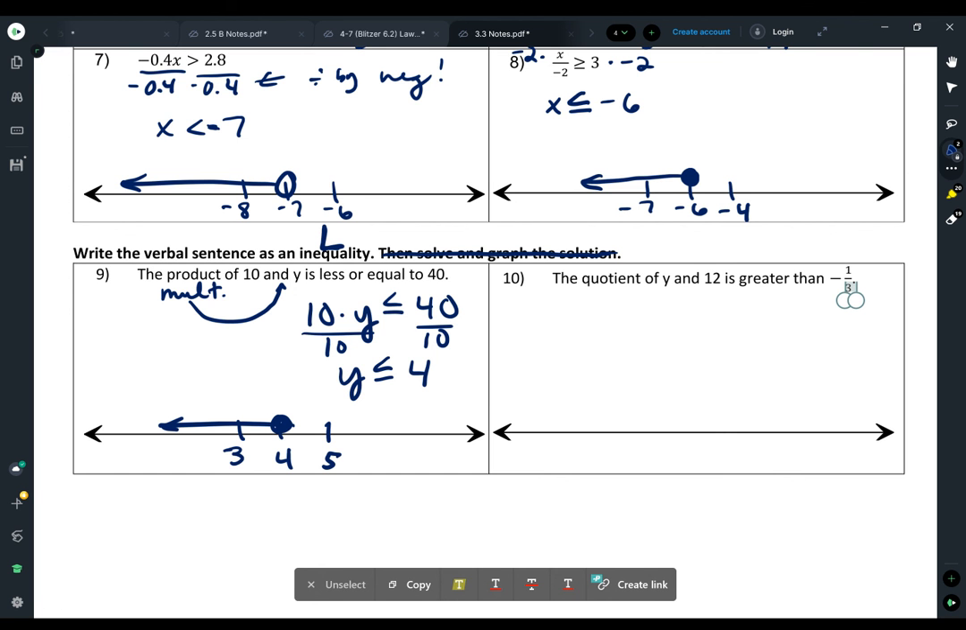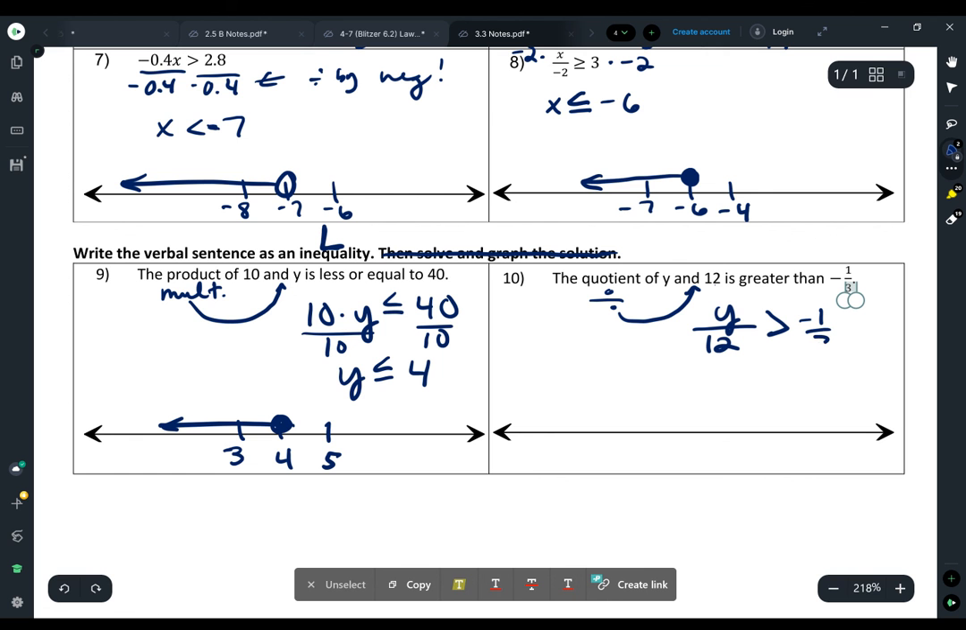Next, we say quotient. So quotient means we're dividing. Of means something coming. Y and 12, so the division symbol is going to go where the word and is. So we'll have y divided by 12. The easiest way to show that division is with a fraction. And then greater than. If my less than is like an L and I can make it with my left hand, greater than is the other way. And we have -1/3. Because I have y being divided by 12, I need to multiply both sides by 12. And the cool thing is because I'm multiplying by a positive 12, I don't have to reverse my inequality. So it's just greater than.